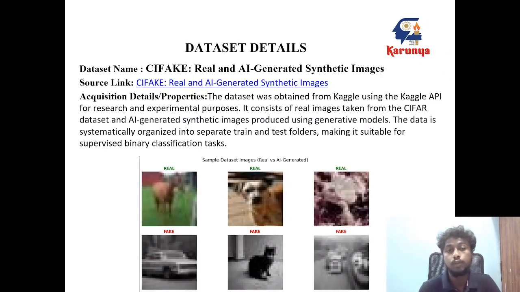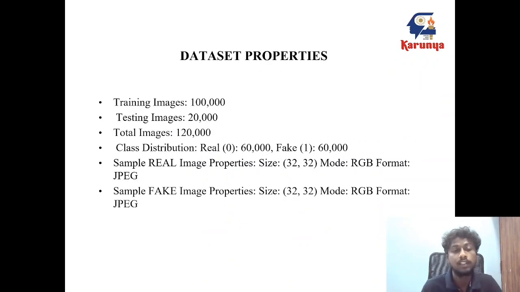The dataset we have used is SciFake, which is taken from Kaggle. It consists of 1,20,000 images, and sample images are listed below. The dataset properties: there are 1 lakh training images and 20,000 testing images, so totally 1,20,000 images. The real category consists of 60,000 and the fake category consists of 60,000. The image size is 32 cross 32, and the mode is RGB format, which means red, green and blue.